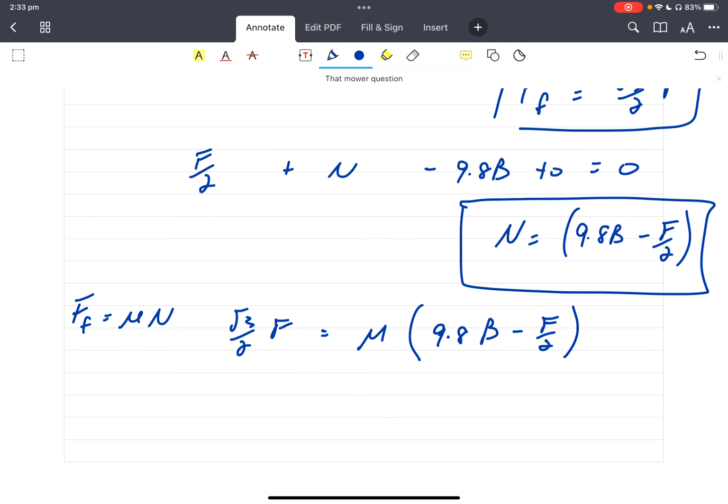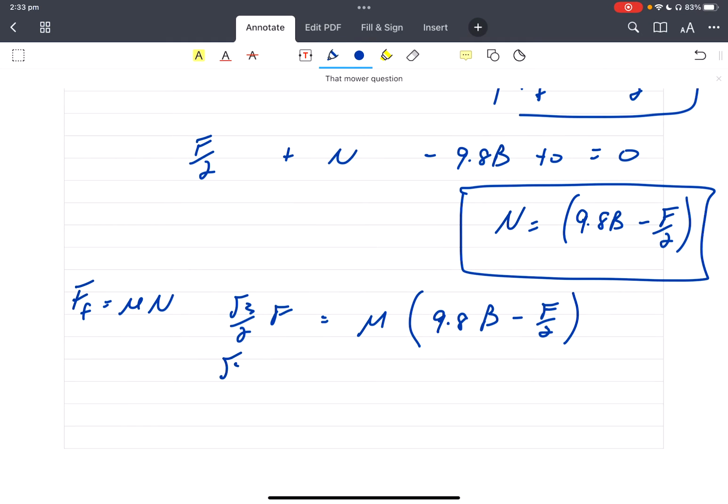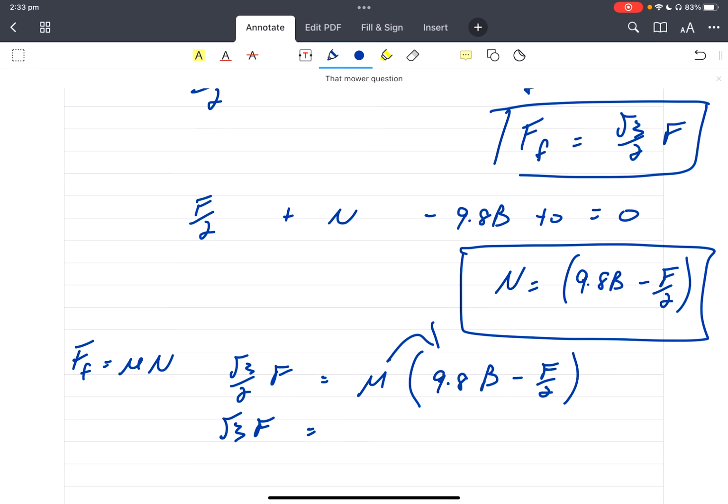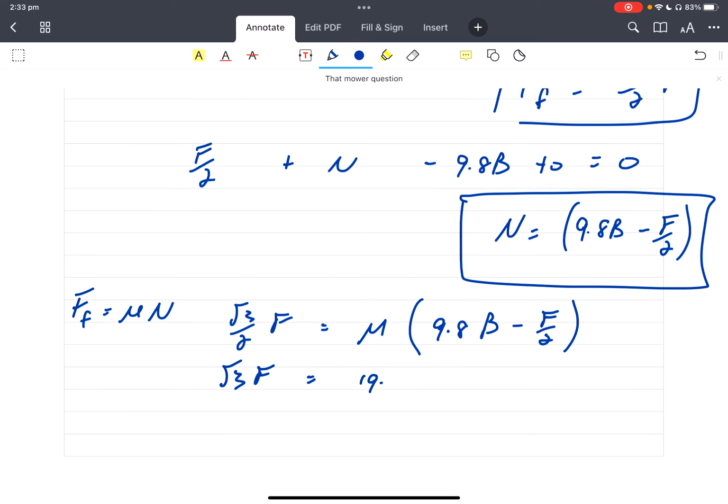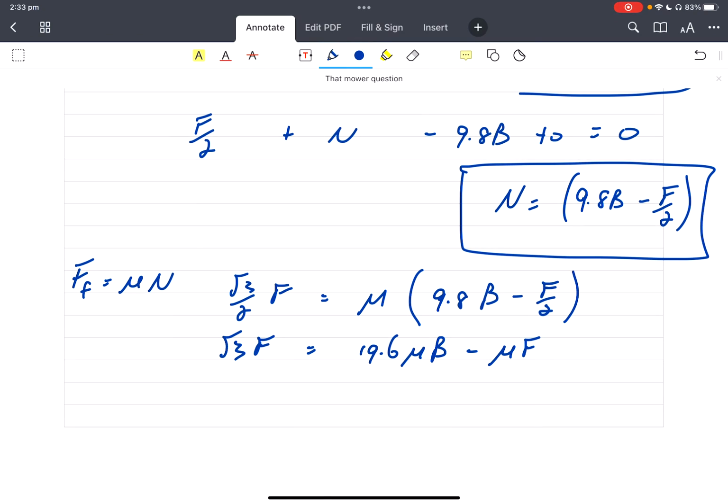Very similar to the last force diagram, and same as last time, I'm running out of room. So let's multiply by 2 to get rid of the fraction and also expand that mu into that bracket. 19.6 mu b minus mu f root 3 f plus mu f. Let's just put that in there. Let's factor out that f. And let's just get rid of it. There we go. Okay. That was a bit of a cheat. Sorry, running out of room.